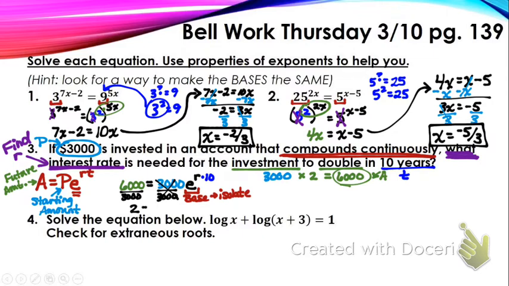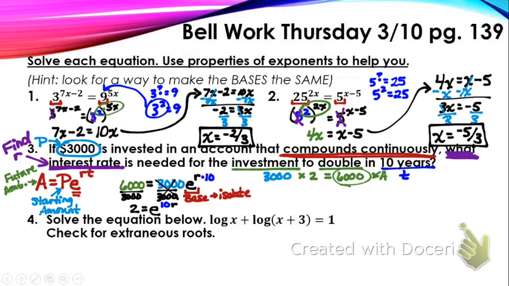So 2 equals e to the, instead of writing r times 10, I'm going to write that as 10r. It's the same meaning. Is it okay for me to switch things around like that when we're multiplying? If I do 4 times 7, is that the same as 7 times 4? So if I switch the order in multiplying, that's okay.